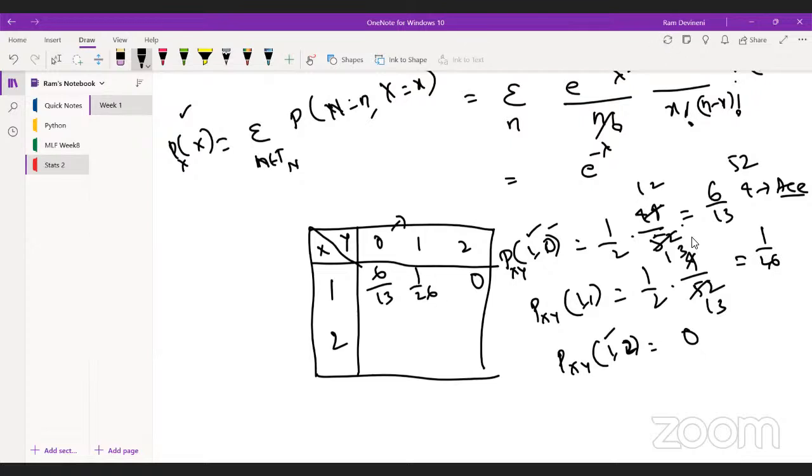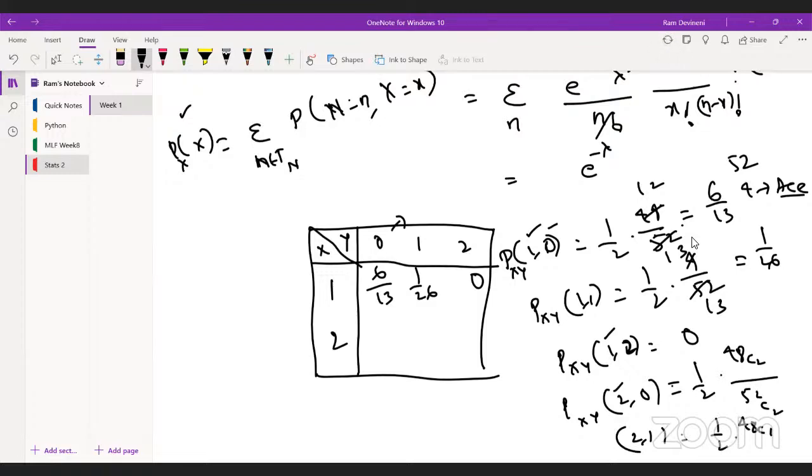Similarly, for x equals 2, pxy of 2 comma 0 is going to be 1 by 2. Probability for x equals 1 is going to be 1 by 2 multiplied by the probability that you get 0 aces when you're trying 2 cards. It's going to be 48 C2 divided by 52 C2. Similarly for 2 comma 1, it's going to be half multiplied by 48 C1 multiplied by 4C1 divided by 52 C2. And similarly for 2 comma 2, it's going to be 48 C2 divided by 52 C2.